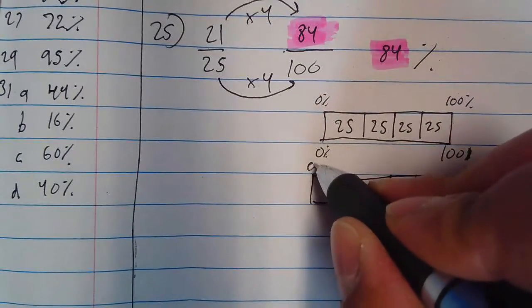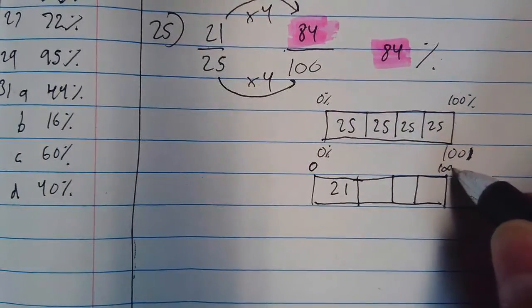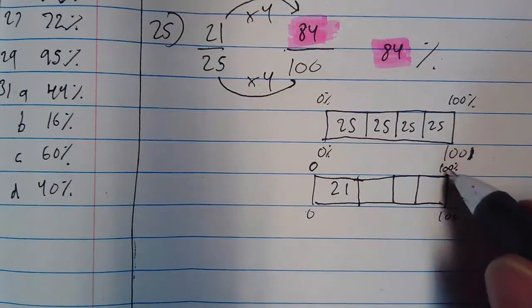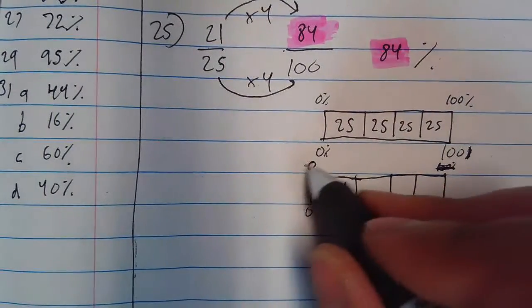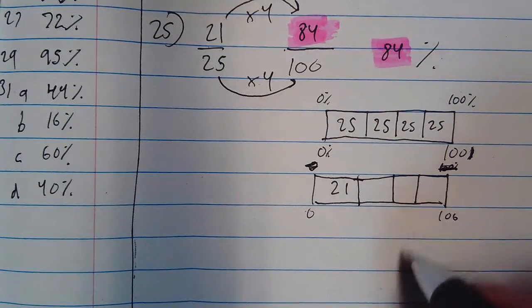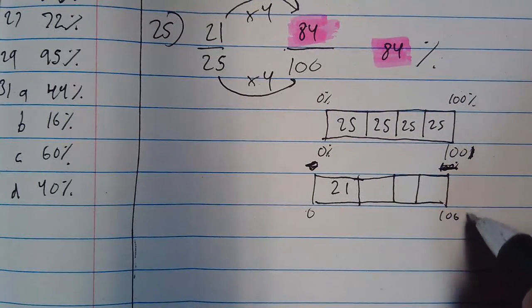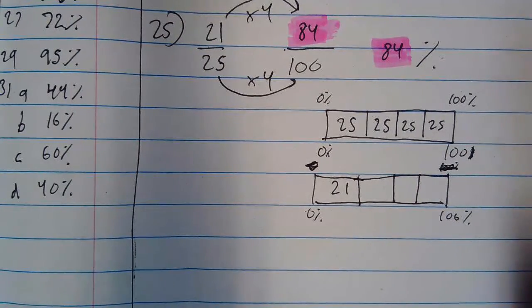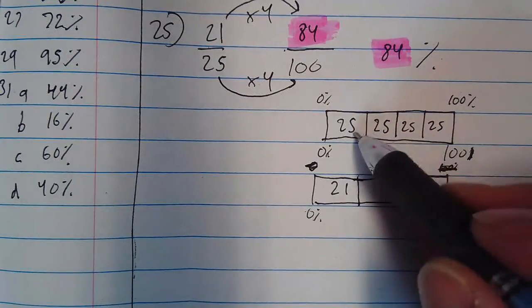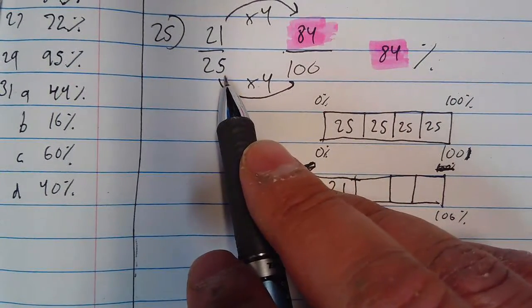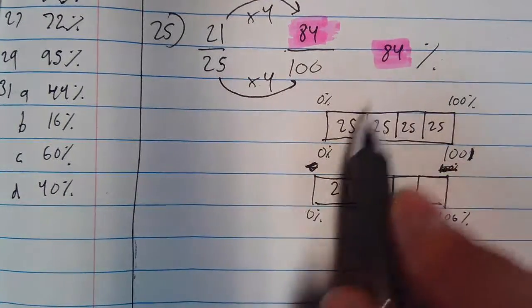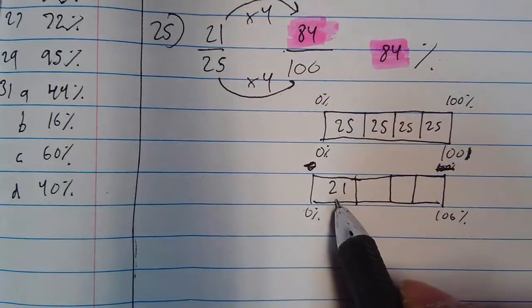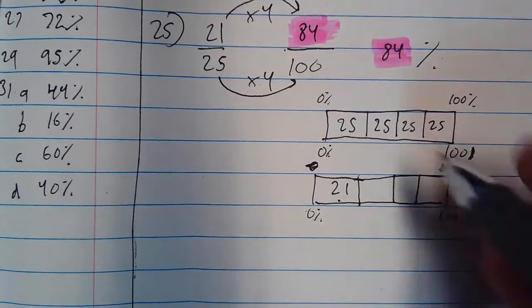again, 0 to 100%. You know what? You don't need the 100%. I think you get the idea. Actually you do. I got a million thoughts going through my head right now. But the idea is we're making groups of 25. We want to get to 100. 25, 25, 25. I need 4 of those. That means I'll need 4 of these to get to 100% as well.